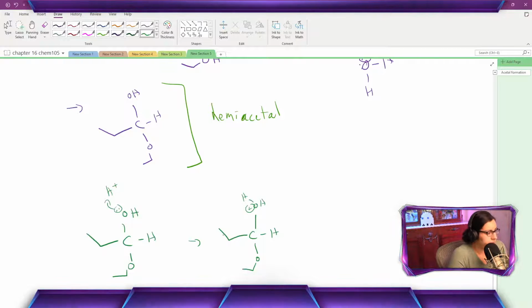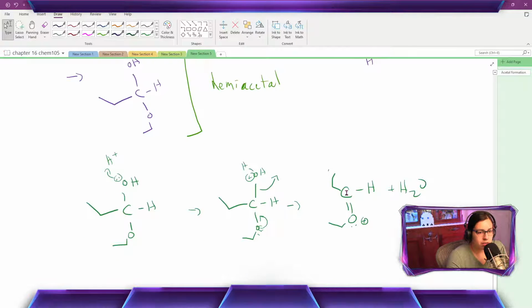And so now what can happen is this group, our alcohol here, can reform our double bond. So this causes the elimination of water. So let's draw that product. So carbon H still attached. Now double bond O. Then we have this product. This has a positive charge on it. Again, we lost water.